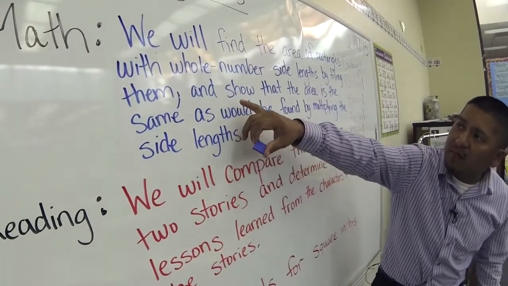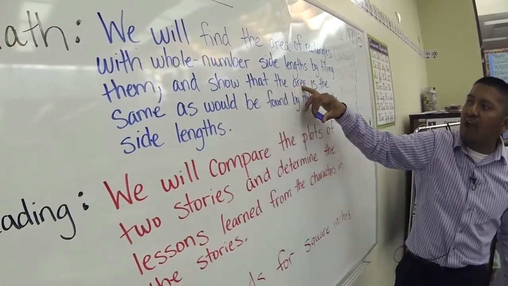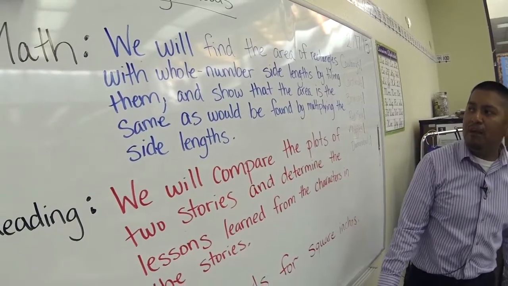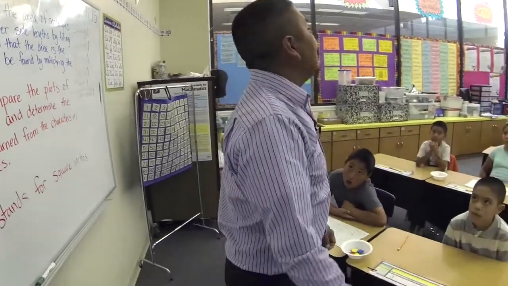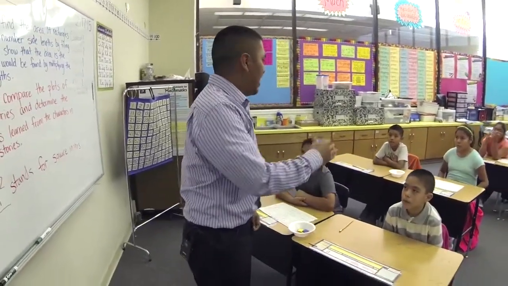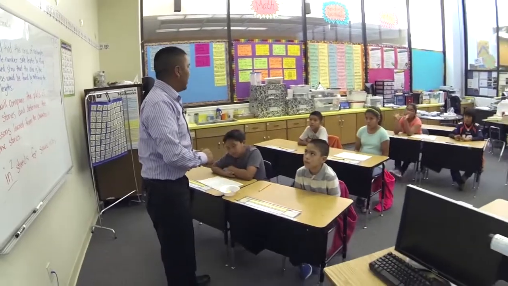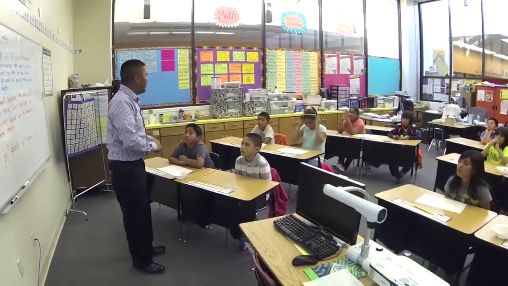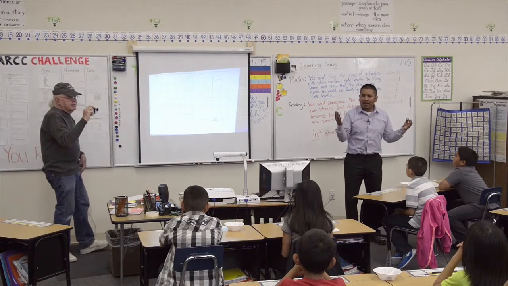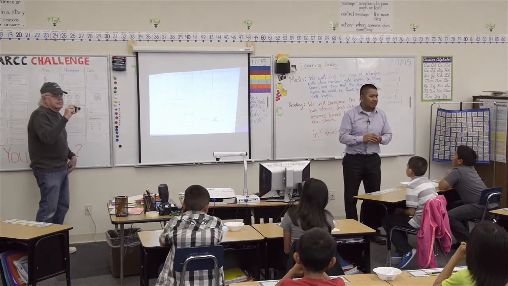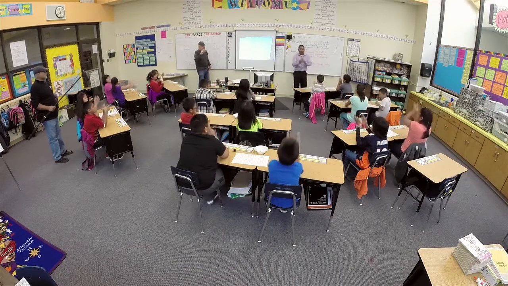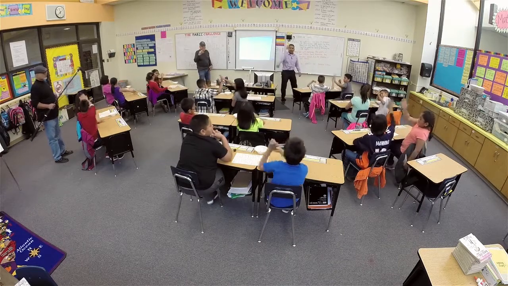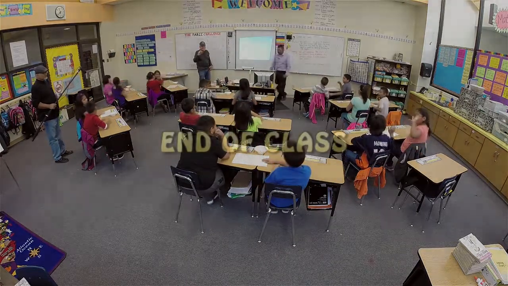Then we're also going to talk about and show that the area is the same as would be found by multiplying the side lengths. What does all that mean? We're going to do that tomorrow. But I'm glad that all of you worked hard. I heard some interesting conversations, and I'm happy to see that almost everybody in this class had the correct solutions. That was important. So let's give ourselves a round of applause. Give your partner a high five and tell them good job.